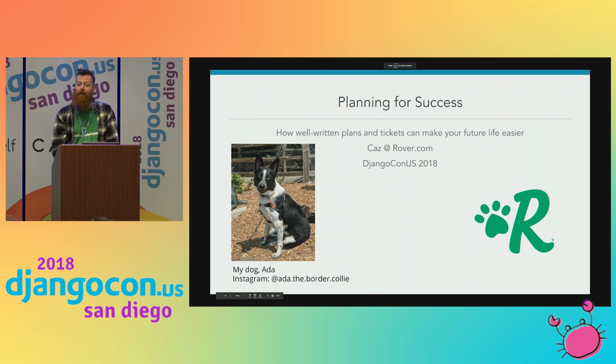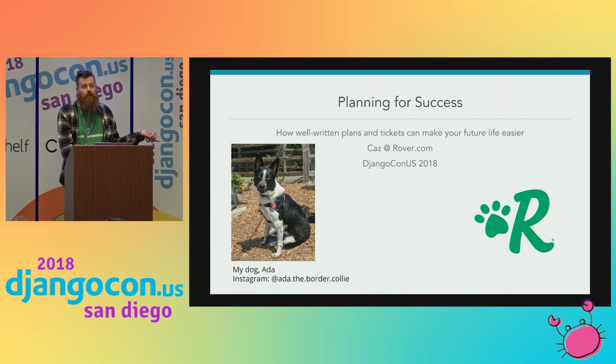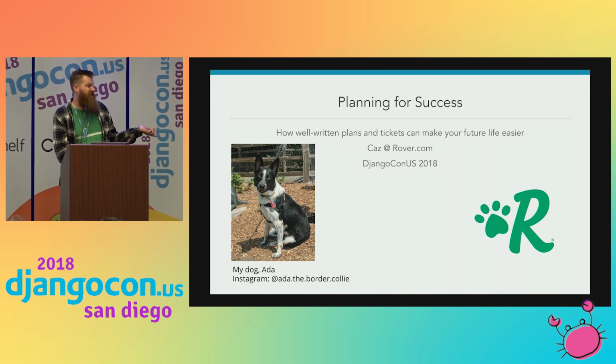All right, so my name is Caz, and that's my dog Ada. That's her Instagram. If you want to get a hold of me on social media, that's kind of the only way, really. So I'm a tech lead at Rover. What's that mean? It means I don't write quite as much code as I used to write, but I write a lot more plans and a lot more tickets, so I'm going to talk to you today about that.